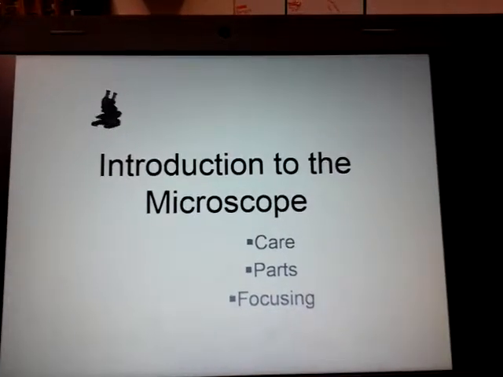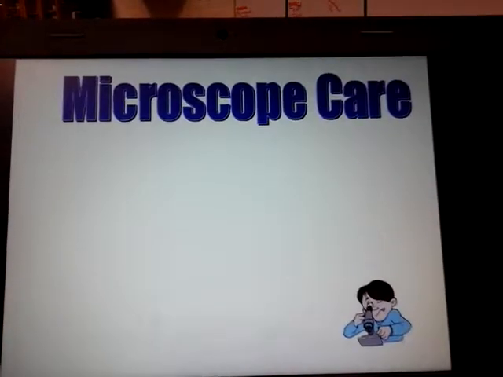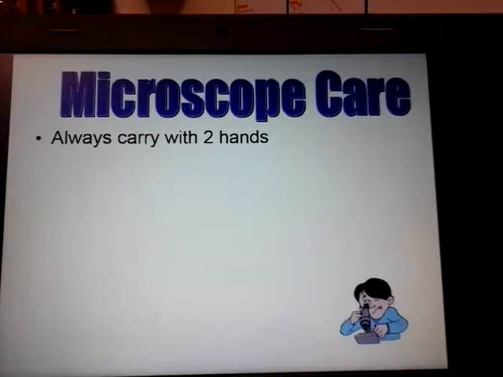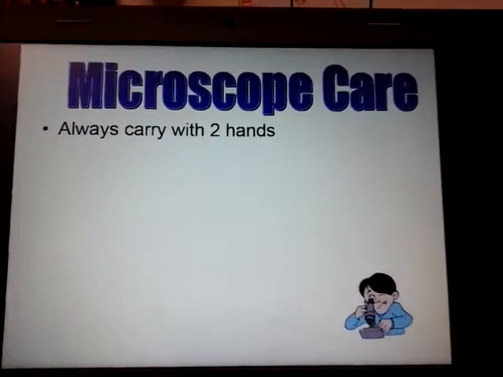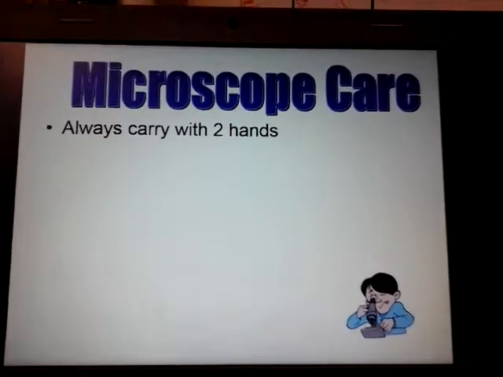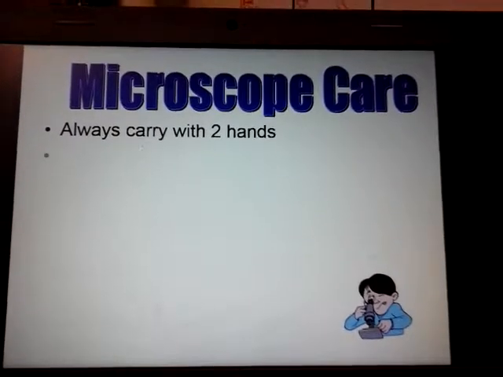So in the case of the microscope, just a little rule of thumb. When you're carrying the microscope, always carry it with two hands. You hold it like a baby. These microscopes are really expensive. These microscopes cost about $1,500. So you don't want to drop it.